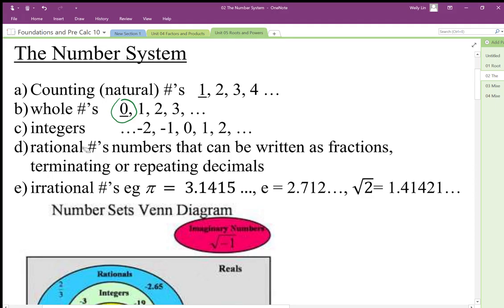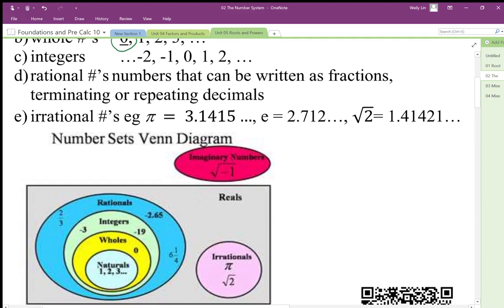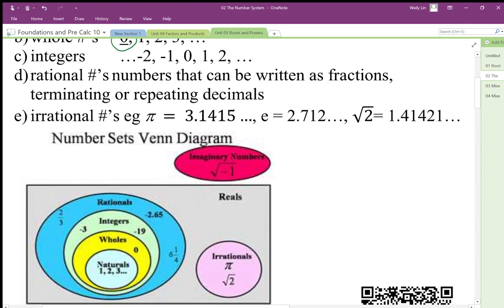And then we have the rational numbers, which are fractions. They can be written as fractions or they can be written as decimals that have a repeating decimal. And then lastly, what we're going to get into is the irrational numbers. The irrational numbers are numbers that cannot be put into a fraction. So rational numbers are numbers that can be put into fractions. Irrational numbers are numbers that cannot be put into fractions.